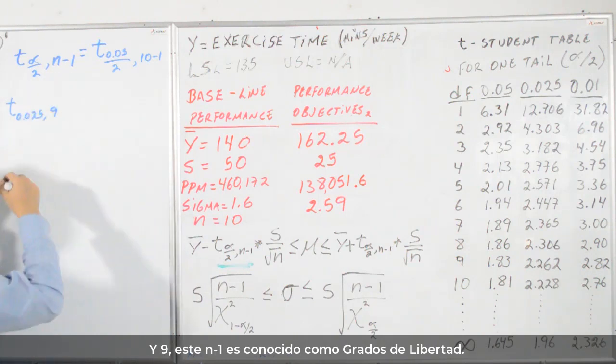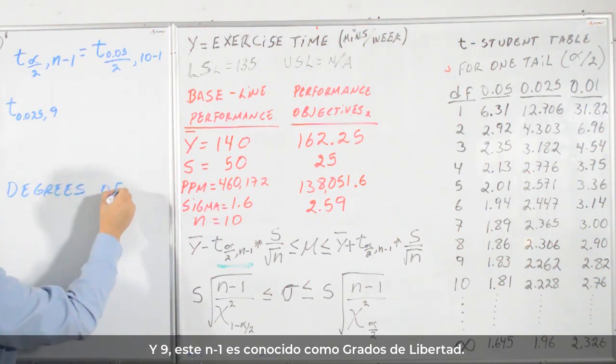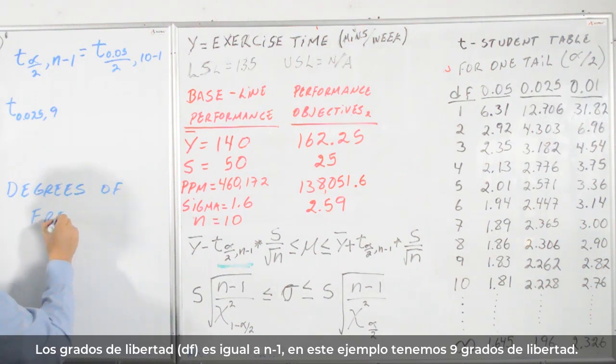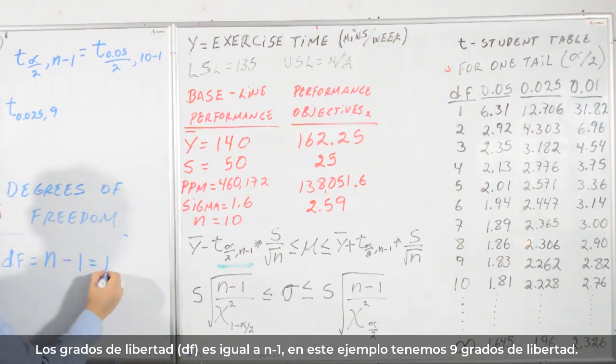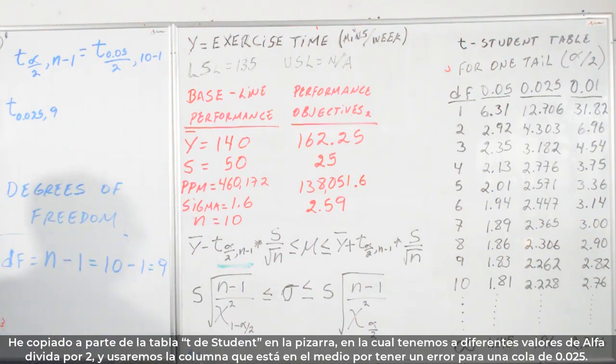This n minus 1 is known as degrees of freedom. The degrees of freedom, df, is equal to n minus 1. In this example, we are having 9 degrees of freedom.